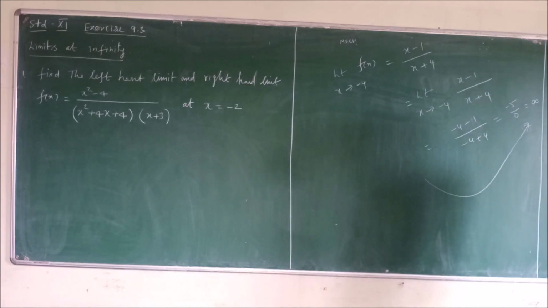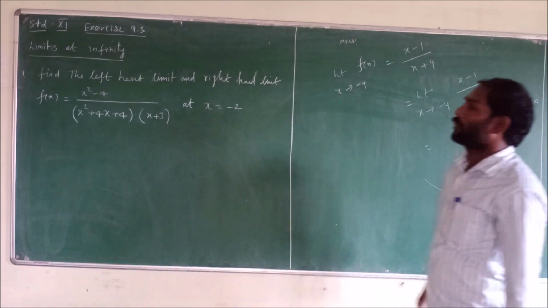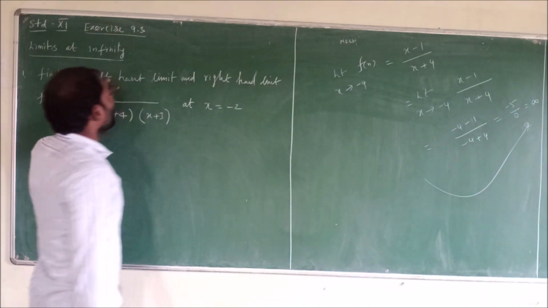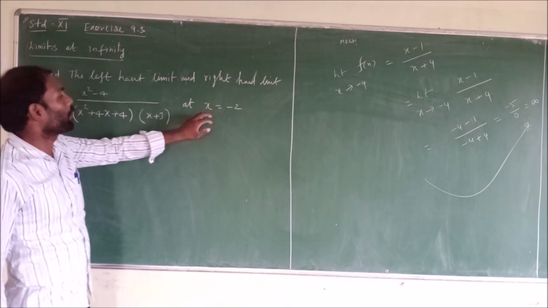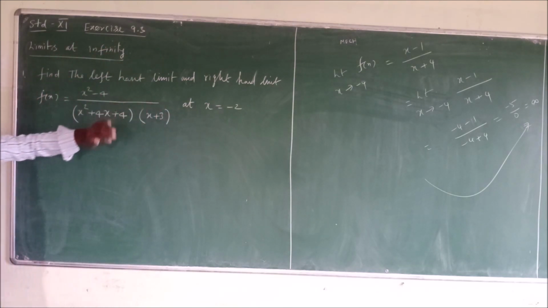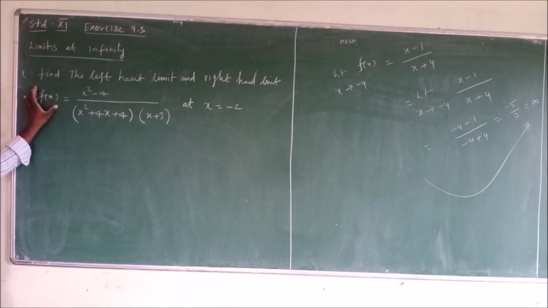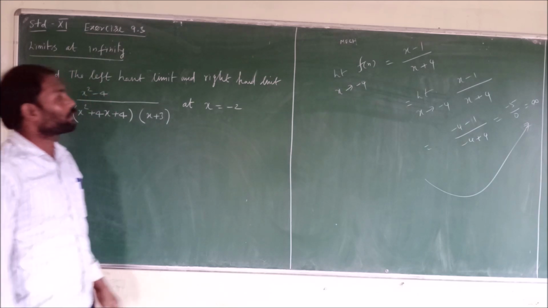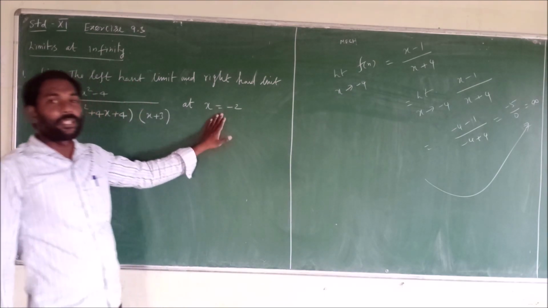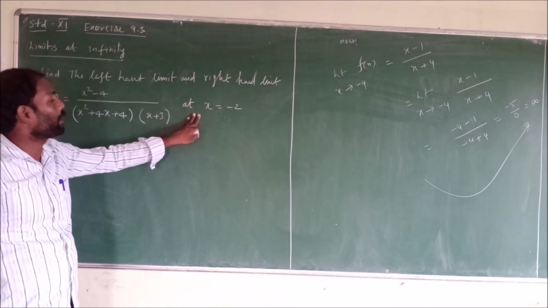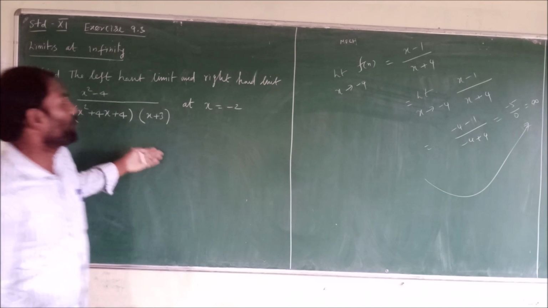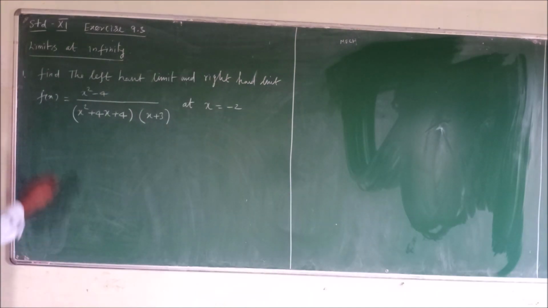It is clear that. So the problem is to find the left hand limit and right hand limit at x equal to minus 2. At the point x equal to minus 2, what are the values of f of x as left and right hand limits? We already discussed left and right hand limits in exercise 9.1, so the same case applies. Let us see the solution.